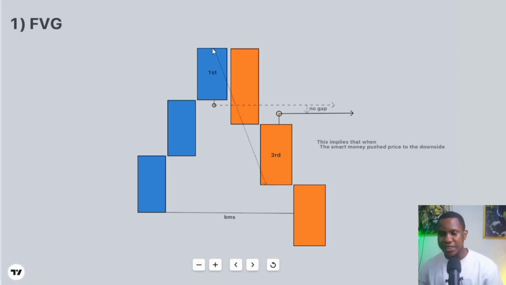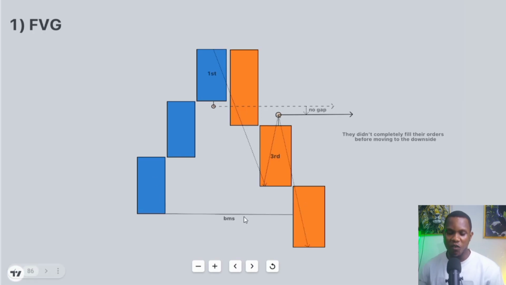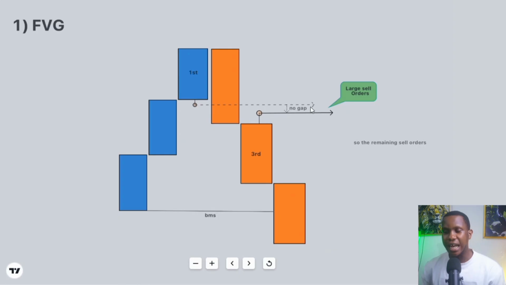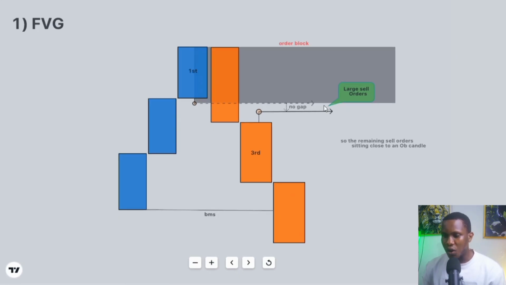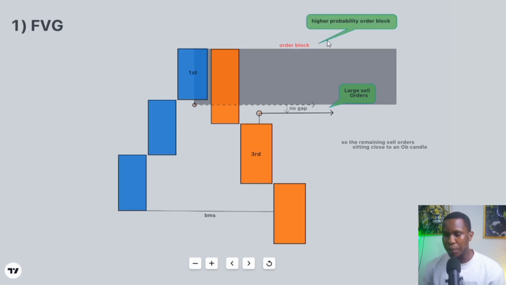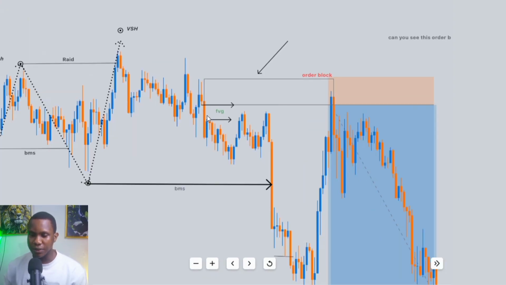What this means is, when smart money pushes price to the downside, they didn't completely fill their orders right here before they made this break of market structure. What this means is that large orders are remaining here. So the remaining sell orders sitting right here make our order block a higher probability order block. Can you now see why this order block right here worked? Because it had this fair value gap.